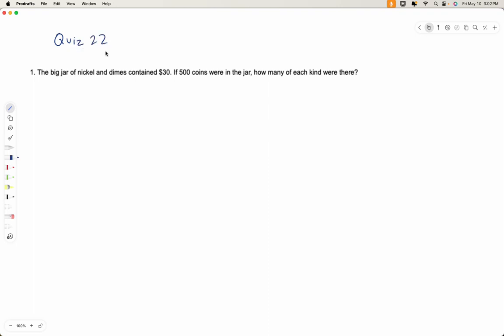Quiz 22. Let's start with number 1. The big jar of nickels and dimes contained $30. So this statement tells us the value of the nickels and dimes that we have. We know the value of a nickel is 5 cents. So 5 times the number of nickels, plus 10 times the number of dimes, is going to equal $30.